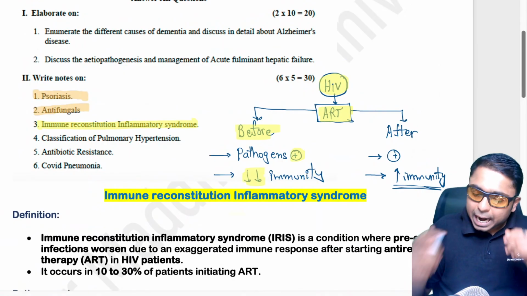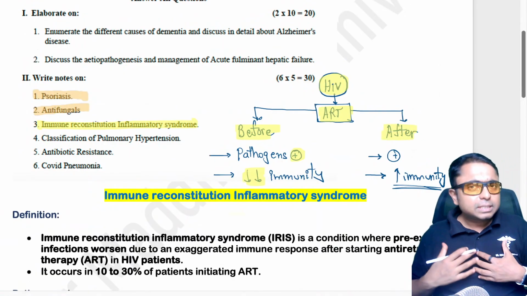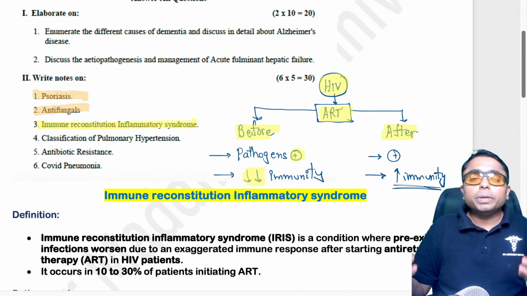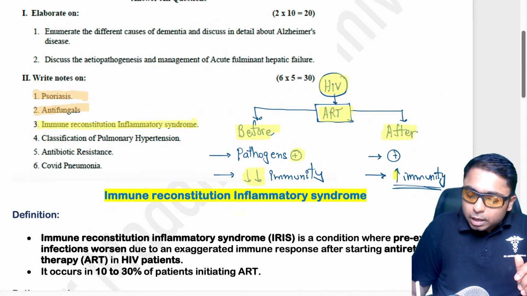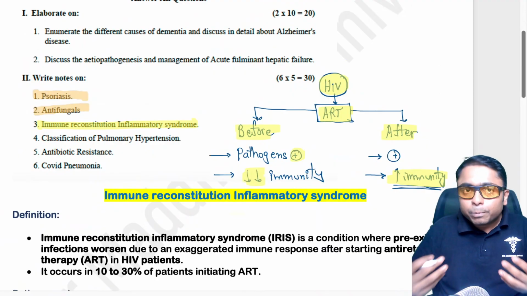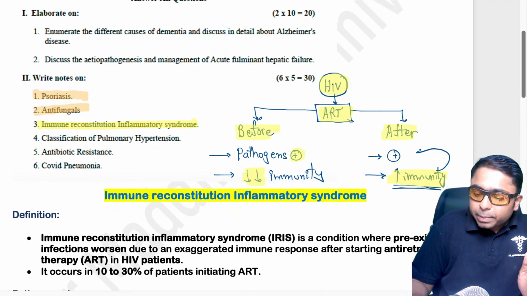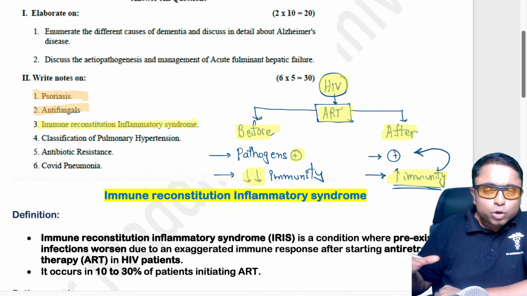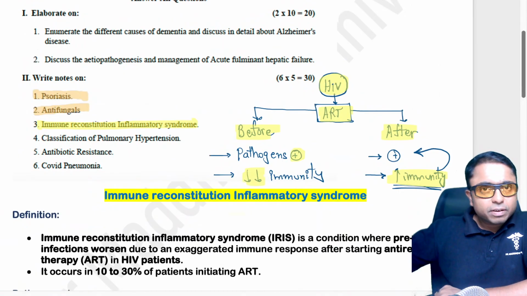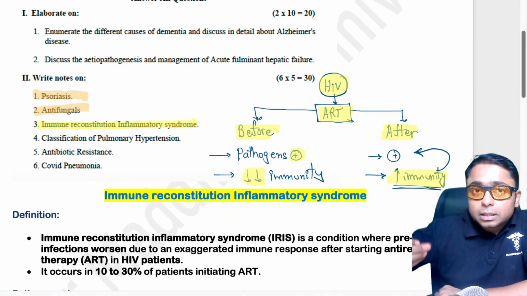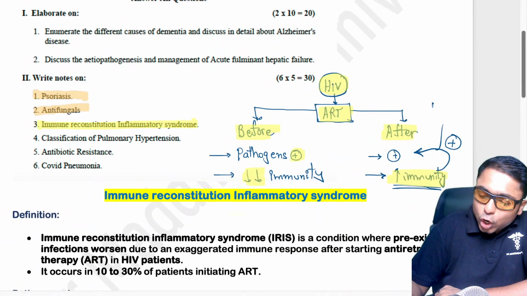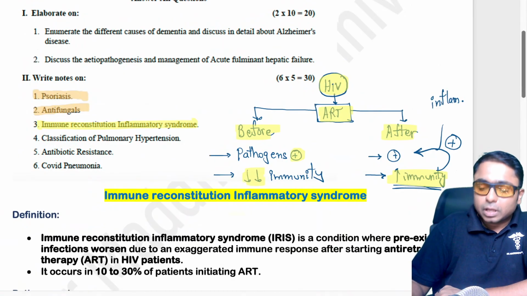After the initiation of the antiretroviral therapy, the pathogens are still present in the body, but then what happens? The immunity is going to be boosted. CD4 count is going to improve. Because of this improvement in the immunity, what will happen? There is going to be inflammation in the body. The immunity is not going to be silent. It is going to kill the HIV virus, and also it is going to kill the other pathogens. In this process, there is going to be a lot of inflammation.